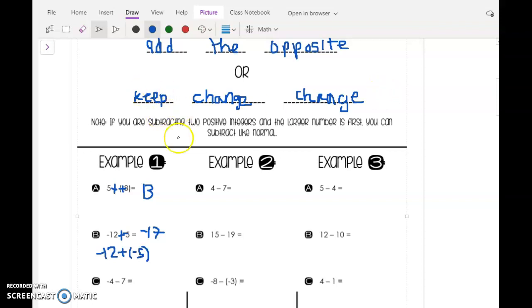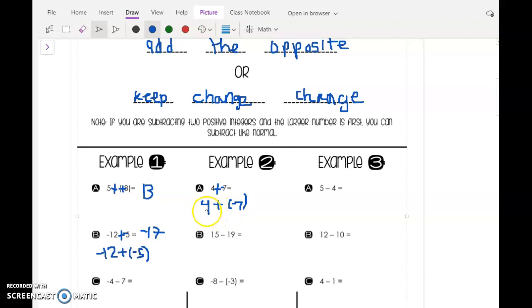What that means is you're going to look at the first number over here. We're on example 2 now. Keep the same. 4, we're not going to do anything to it. Change the operation, so that's going to be an addition. And change the last number. So +7 turns into a -7. So again, we're going to rewrite this: 4 plus -7. There we go.